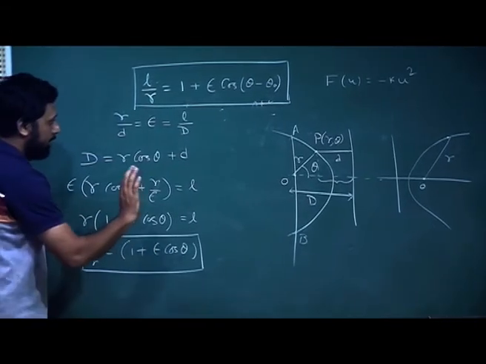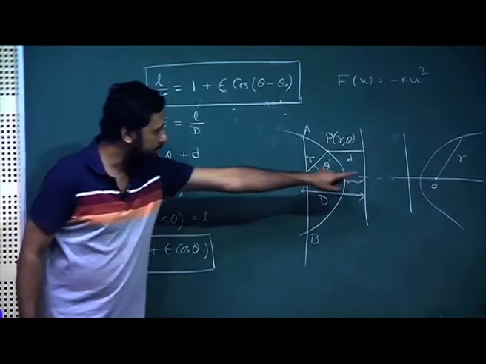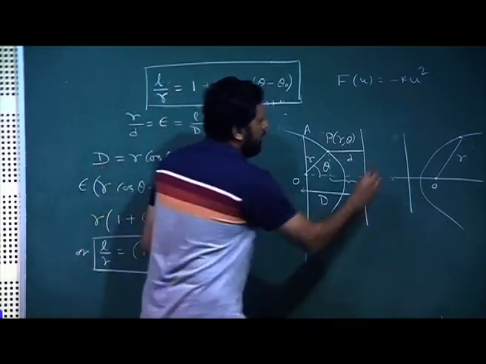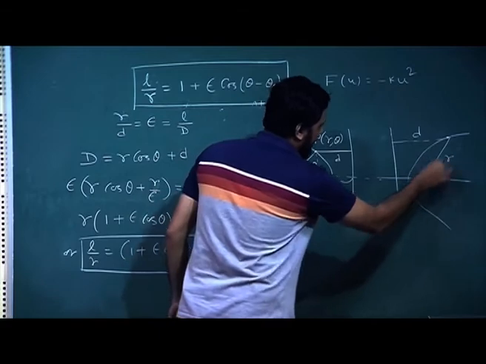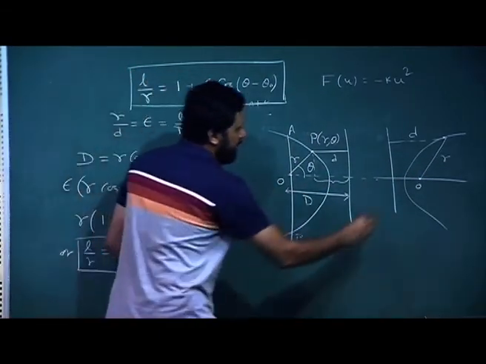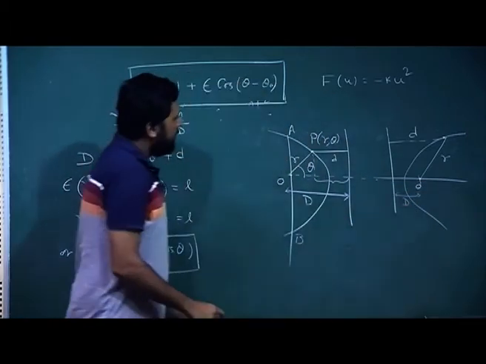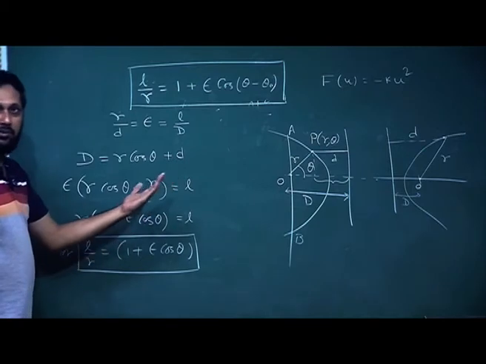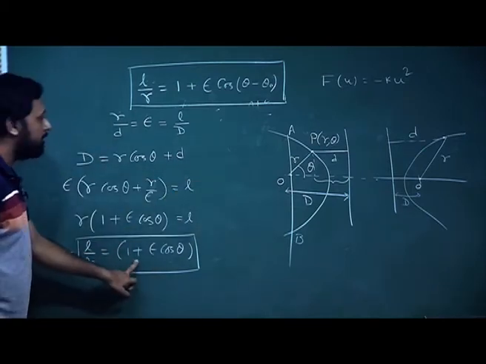So, what I can conclude from this, I am not showing that to you, but I can tell you that if you try this picture, then this will be your d. Once again you have to define R by d equal to epsilon, and this distance is your d. These are equally valid pictures, both of them. With this we got L by R equal to 1 plus epsilon cos theta.